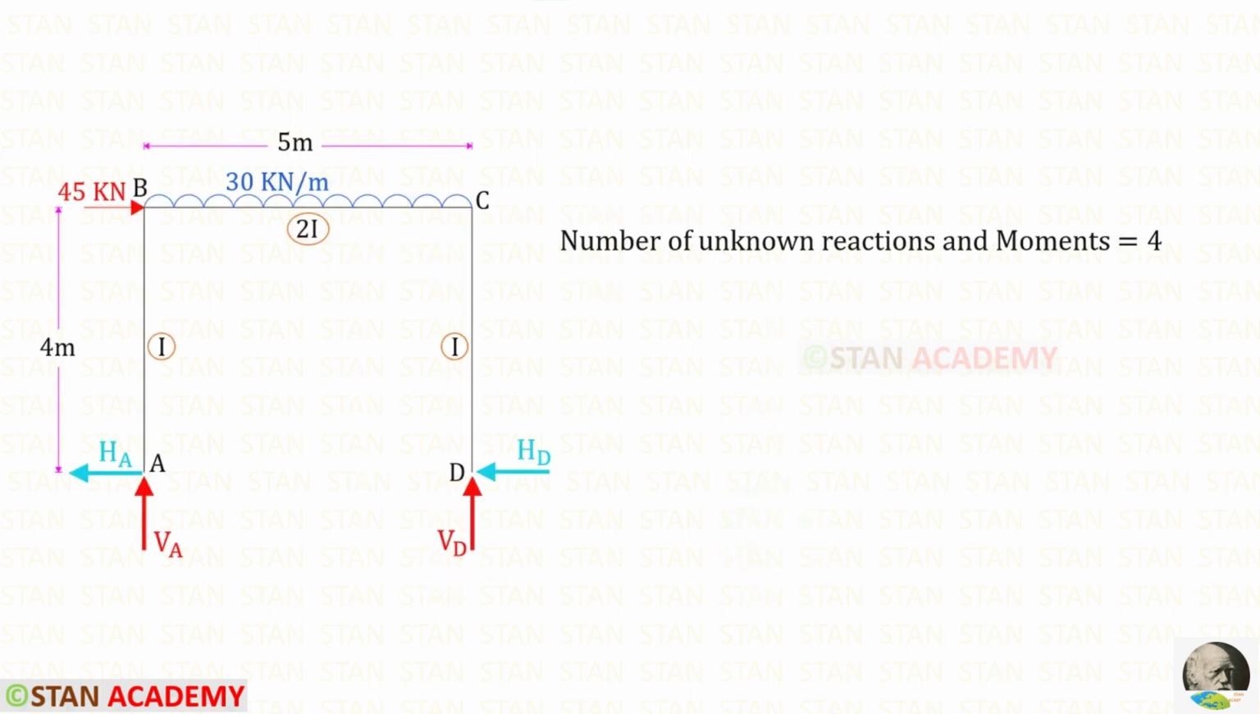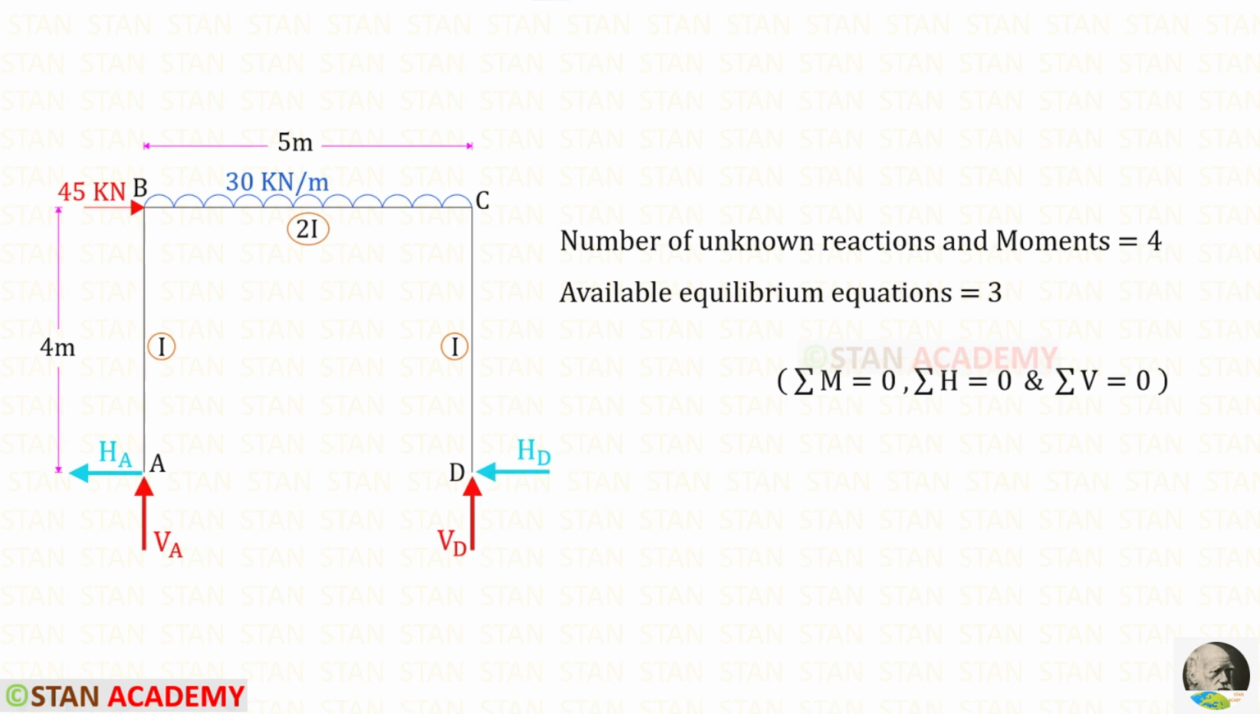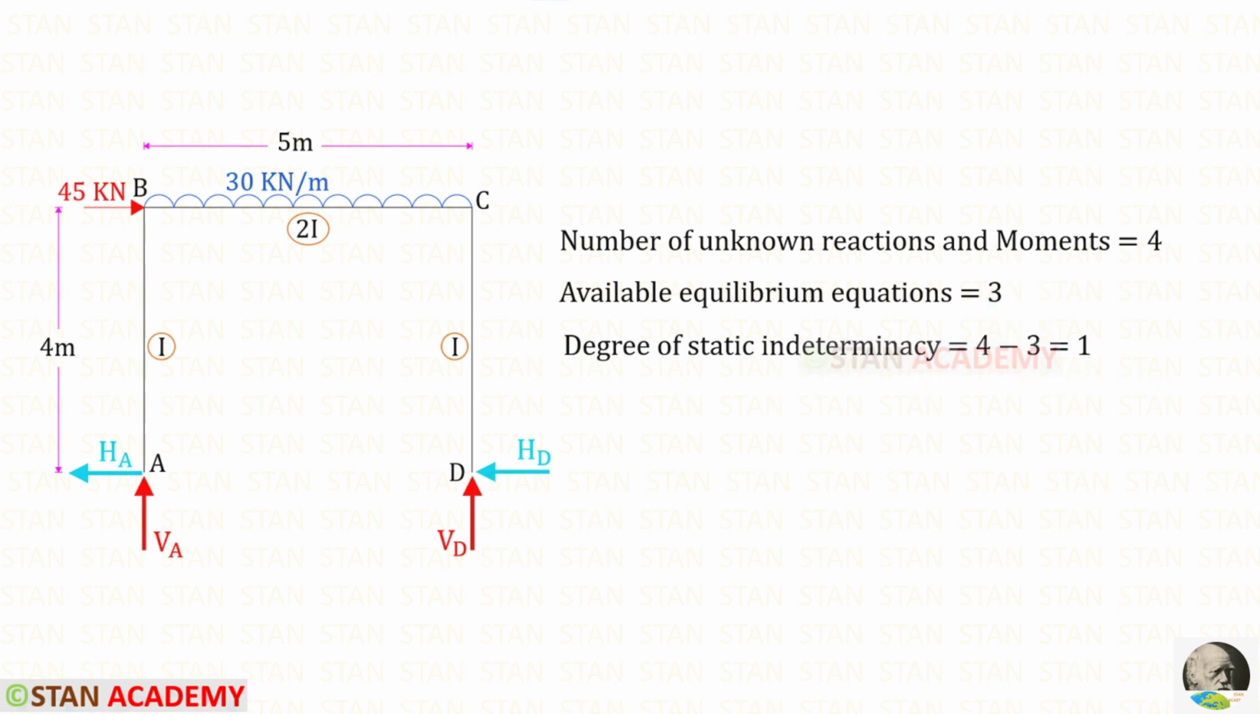In this frame, the number of unknown reactions and moments is 4. At point A, we have the horizontal reaction HA and the vertical reaction VA. And at point D, we have the horizontal reaction HD and the vertical reaction VD. So the total number is 4. The available equilibrium equations are 3. The degree of static indeterminacy will be 4 minus 3, so it will be 1. Let us keep the horizontal reaction HD as the redundant.